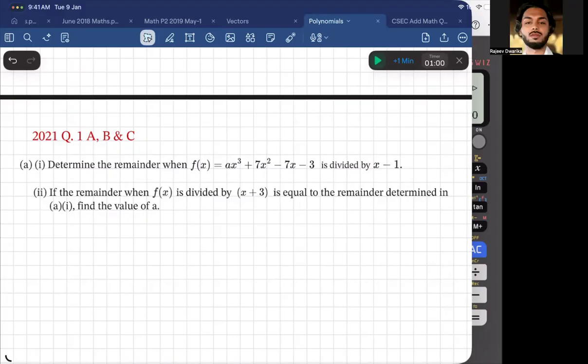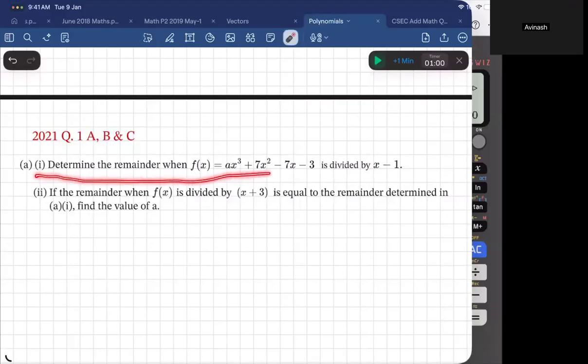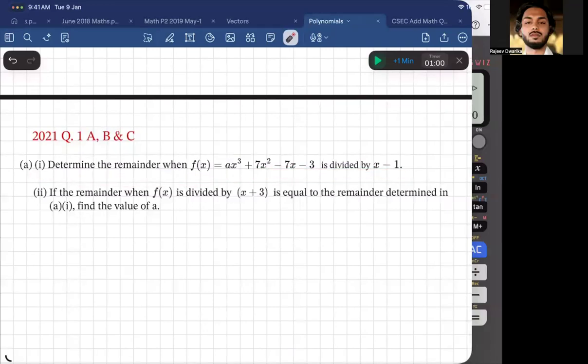What does it want you to find? Determine the what? The value of A? No. Oh, determine the remainder. They want you to find the remainder. So do you have any idea as to how you would find the remainder?